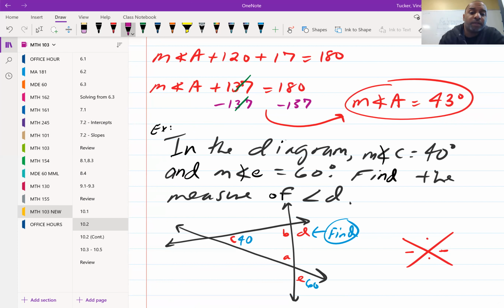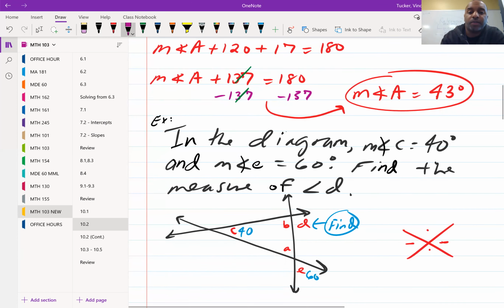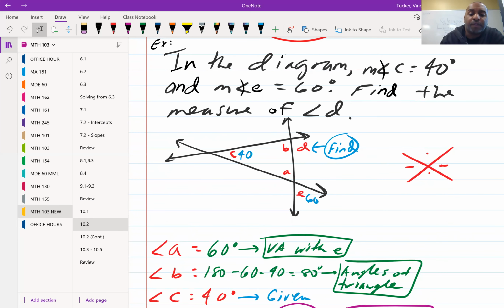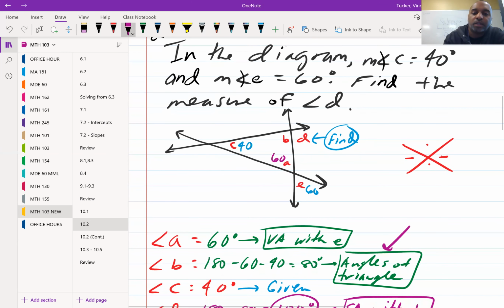All right. So once again, they give us angle C, which is 40 degrees, and angle E, which is 60 degrees. The easiest angle to find first is angle A. This is a vertical angle with angle E. So angle A is 60 degrees. And then we have a triangle here. So that means A, B, and C add up to 180 degrees. So that's what I did here. Just minus 60 and 40 from 180. You got 80 for angle B.